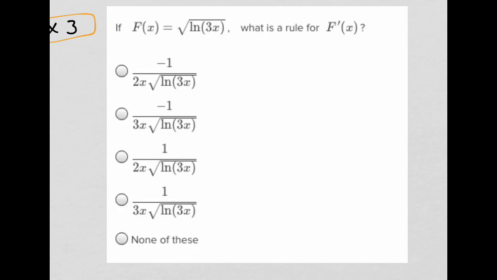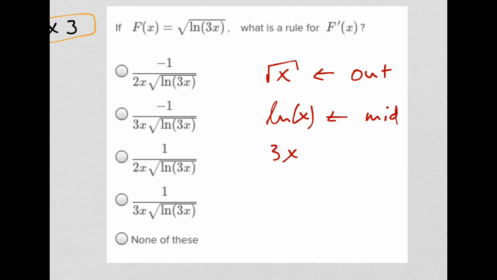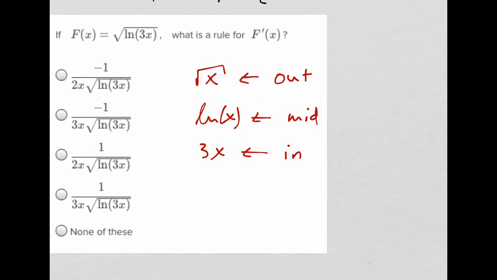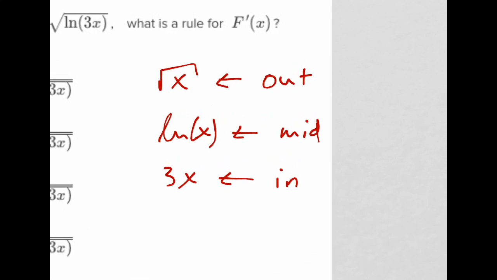So, I write down my functions. I have a square root in there, a natural log in there, and a 3x in there. Those are my 3 functions. The square root is the outside-most one. The natural log is the middle. And the inside is a 3x. That's the inside. I'm going to write down the derivatives.